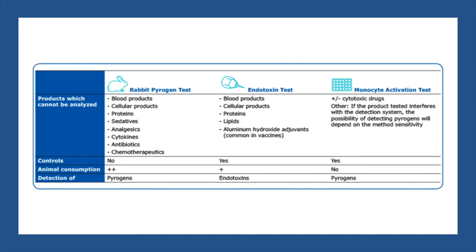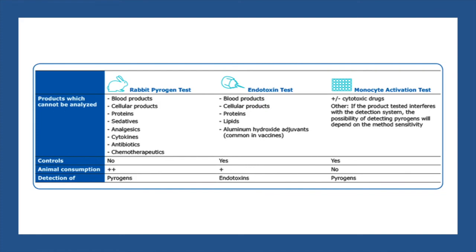But currently, because of the heavy animal use, most products that can be tested by the endotoxin test for GMP batch release are now using the endotoxin test. However, other products that maybe contain reagents that aren't suitable for the endotoxin test are now being tested by the monocyte activation test, which is a newer test, and in some ways it is described as superseding the rabbit pyrogen test. In fact, the Pharmacopoeia recommends using the monocyte activation test, but all three tests are still available.